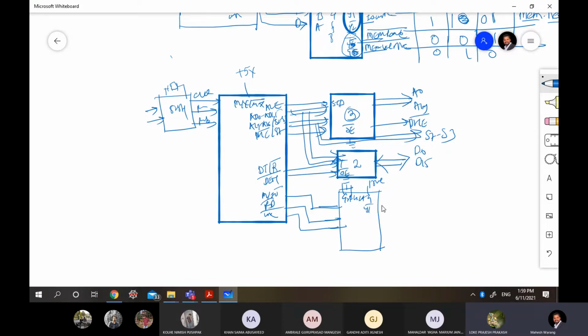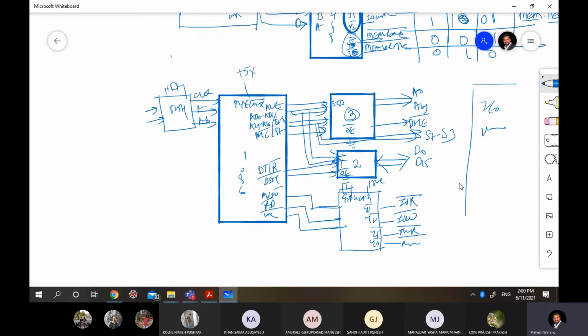Because now they are in this particular fashion: M/IO bar, read bar and write bar. That's why Y1 bar will act as IO read, Y2 bar as IO write, Y5 bar as memory read, and Y6 bar as memory write. If I change the sequence, accordingly I have to change over here. But normally use this one. This is the minimum mode configuration, and now it is ready to interface with any IO or memory device.